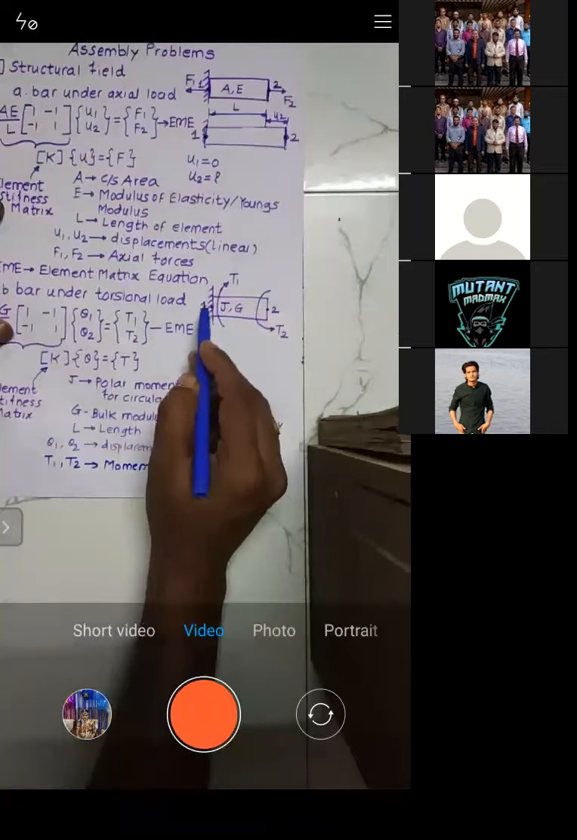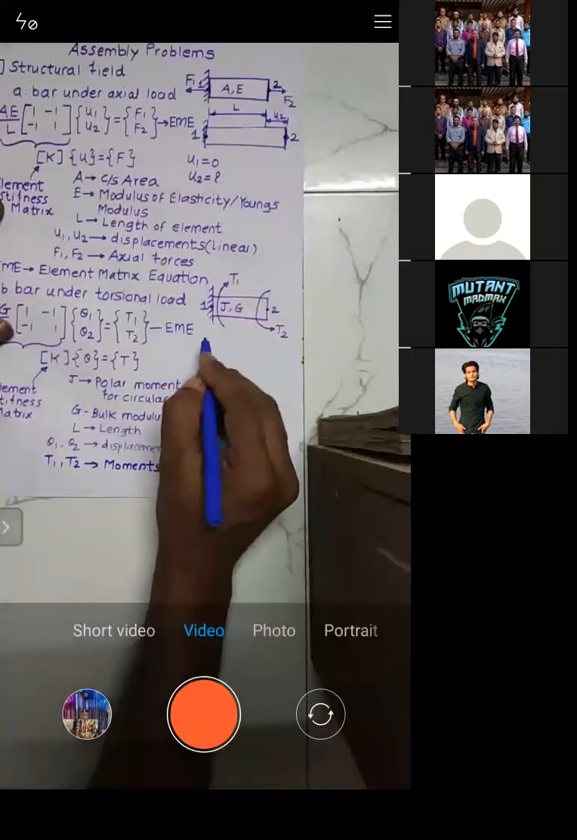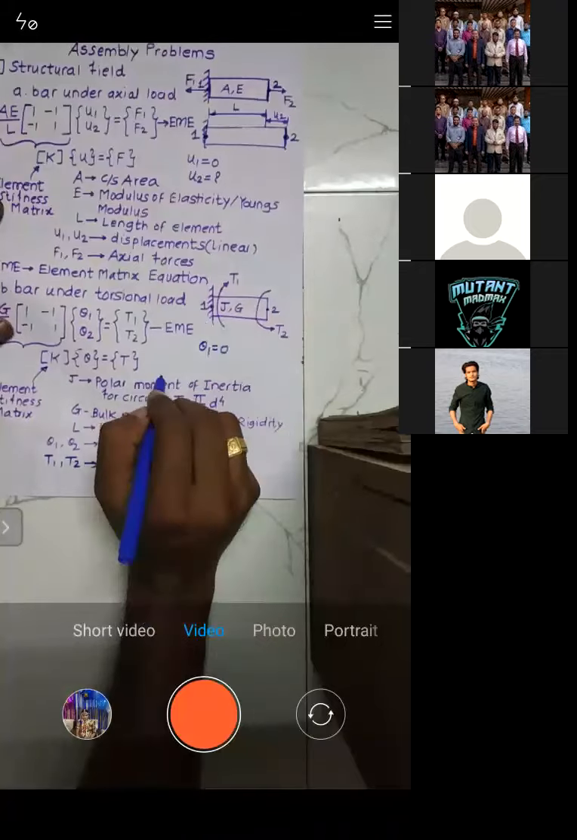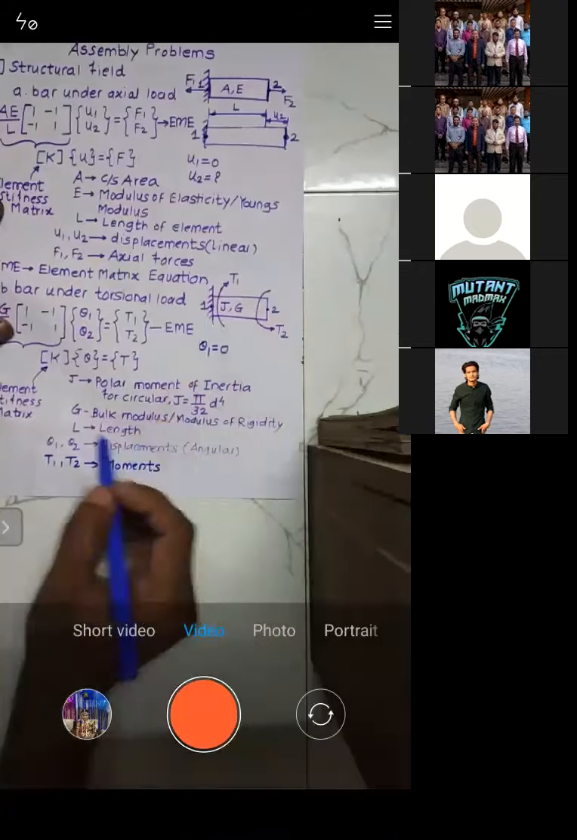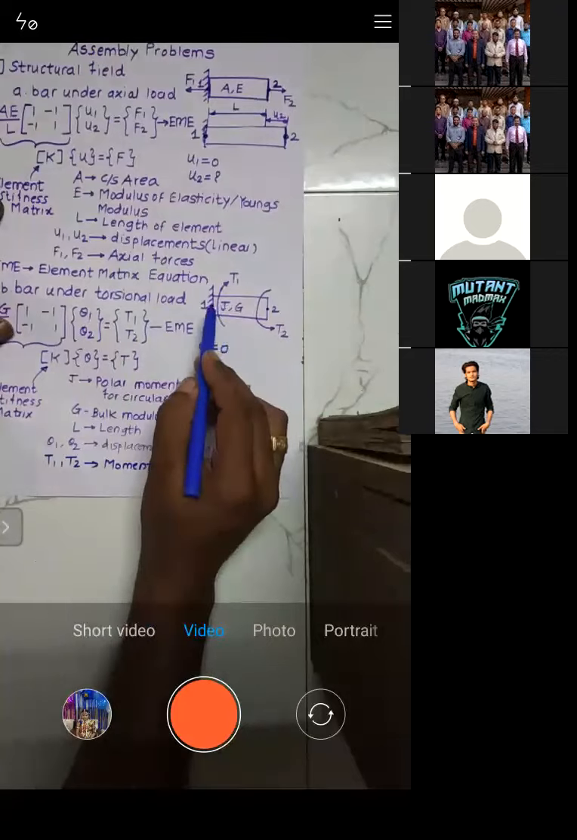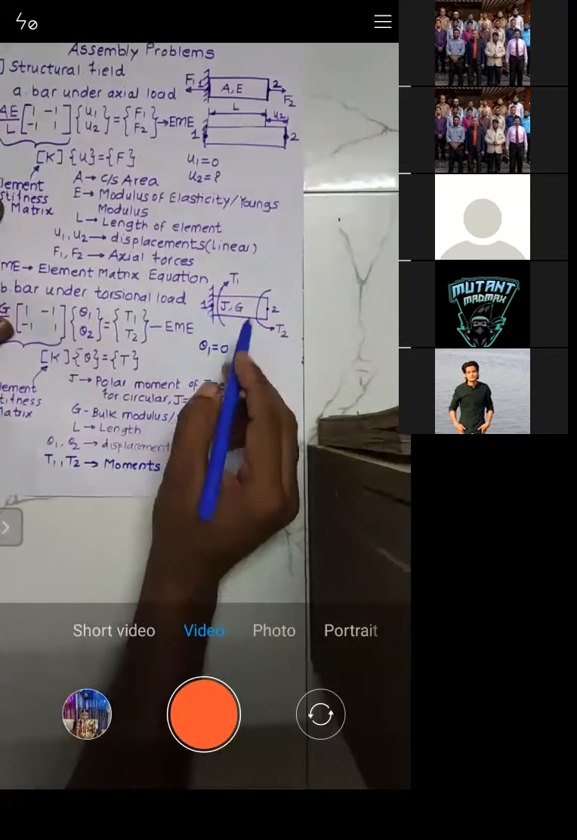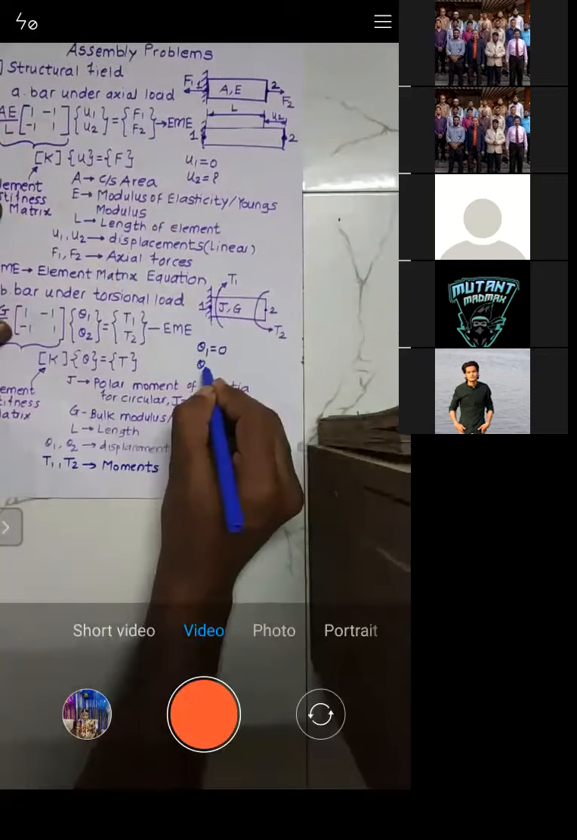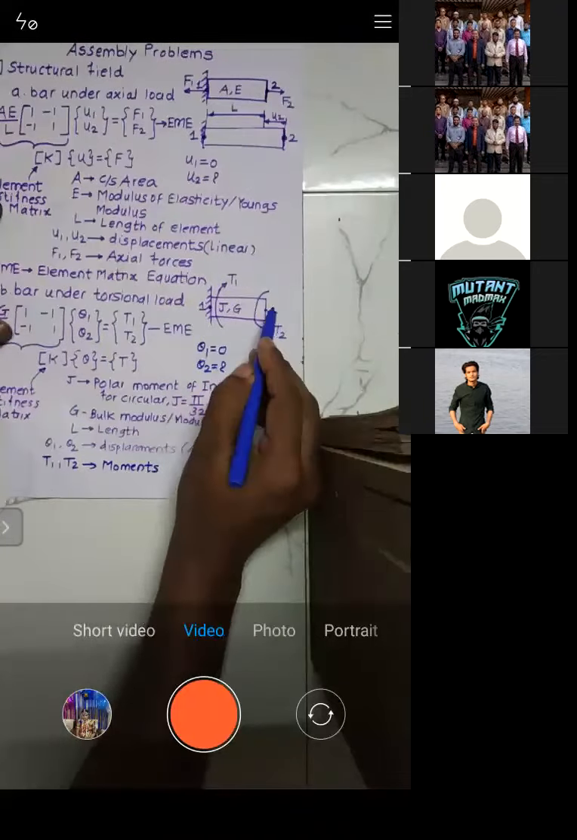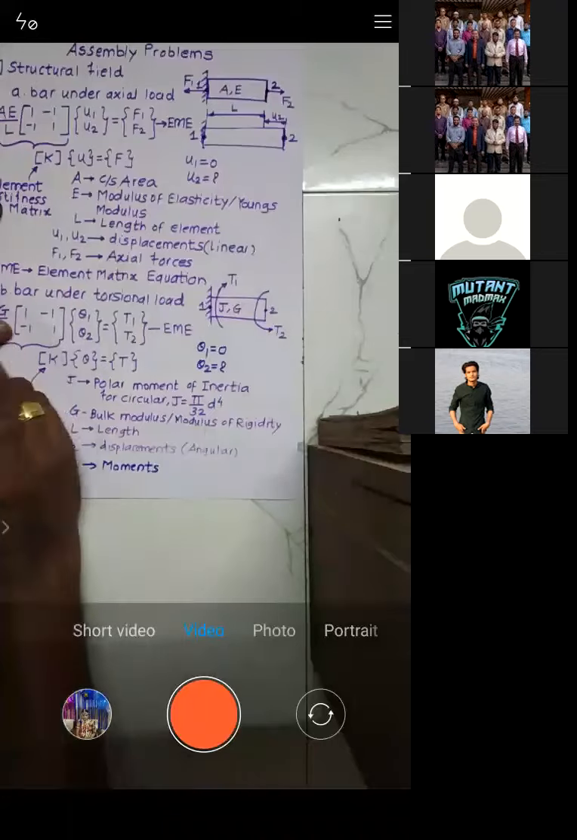see at point number one, the structure can't move because it is fixed. So the value of displacement at point number 1 is 0, right? Theta 1 at point number 1, there will not be any angular displacement because it is fixed. And we are interested to calculate the value of theta 2. We want to calculate what is the displacement at point number 2.